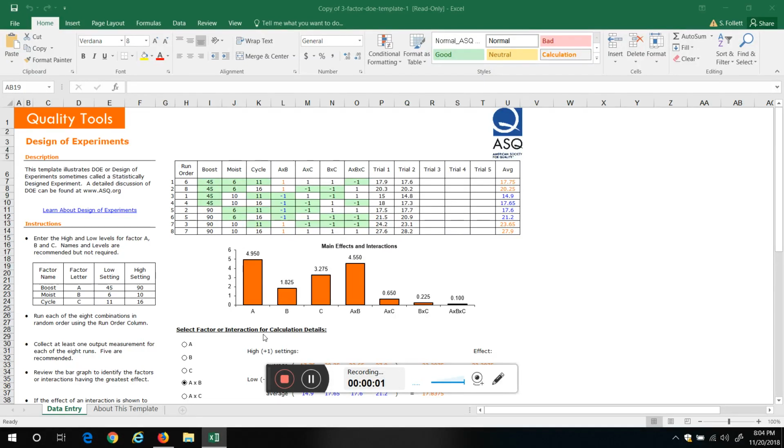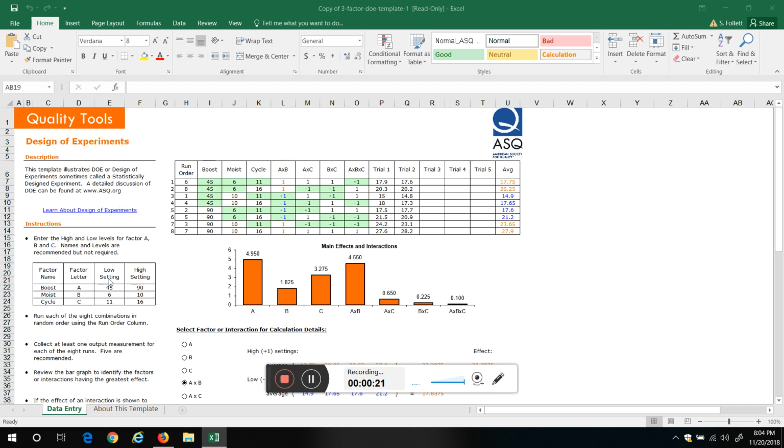Okay, this is the design of experiments template from the ASQ website. Just going to go over real quick how to use it. In this case, it's a 3-factor, 2 levels. So you got 2 levels, and 1, 2, 3 factors. So how many different combinations can we have?